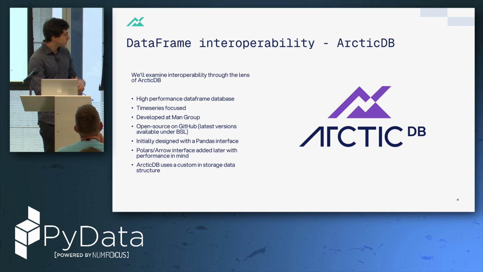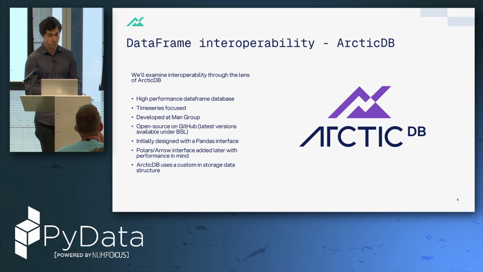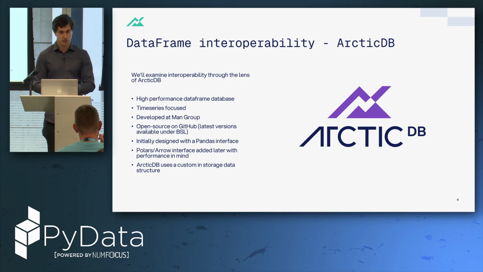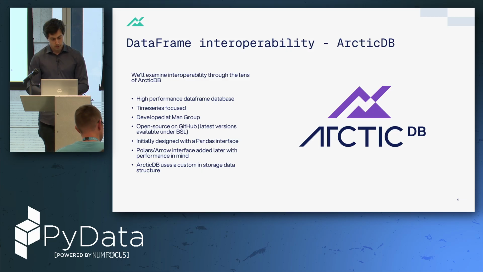I will cover this talk through the lens of ArcticDB, which is a high-performance data frame database. It's time series focused. It's developed at Man Group for its quantitative research use cases. And it's open source on GitHub, although worth noting that the latest versions are under BSL. It was initially designed with a pandas-only interface. The polars interface appeared later, and we'll go through some of the challenges of adding this interoperability in this talk.